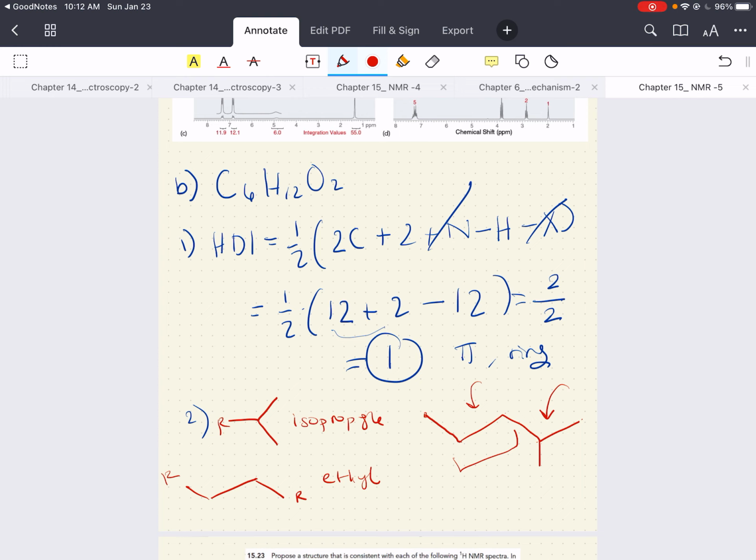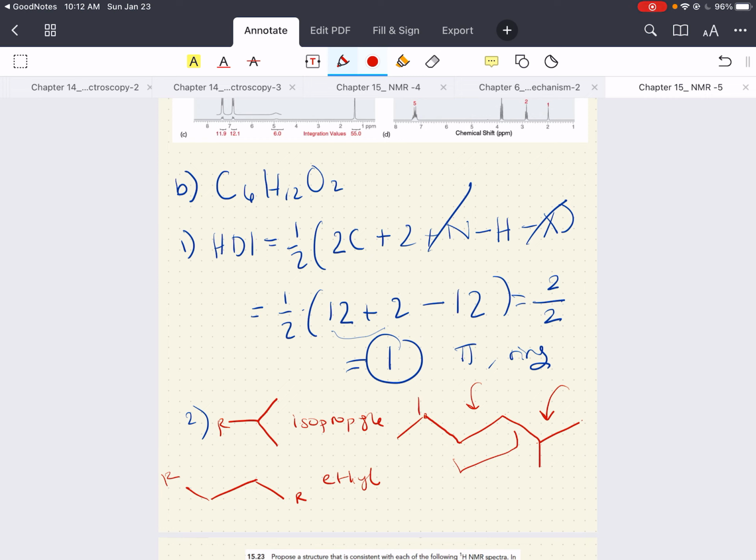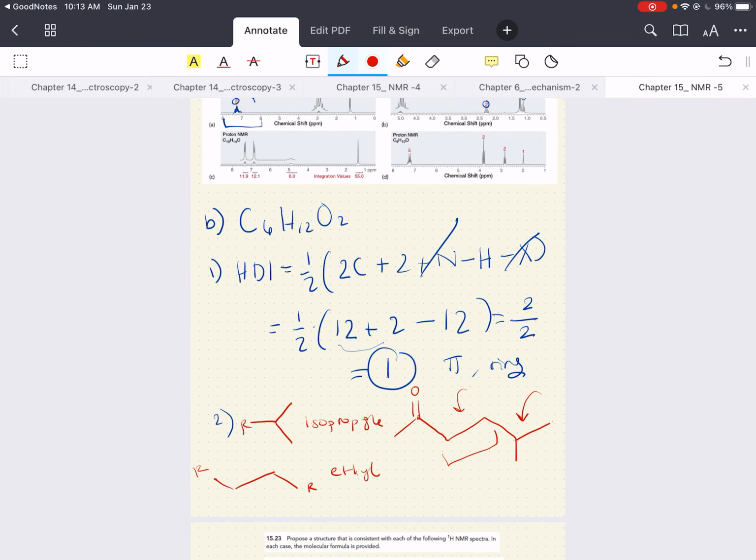So maybe what's happening here is there's actually a double bond to an oxygen. This would help our ethyl group to not have any neighbors. And maybe there's an alcohol group here. This is just us trying to put the pieces together. We might be wrong, so what we need to do is double check.